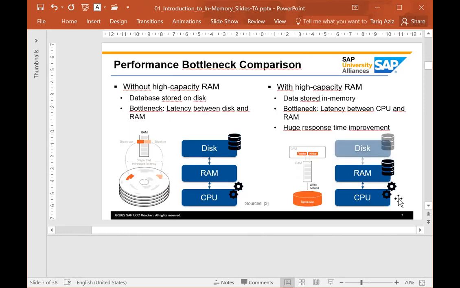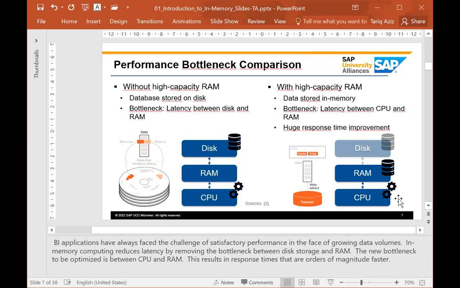Okay, now if you see here, we have the performance bottlenecks. Before, if you see on the left side of the hub, we have the hard disk, and then we have the RAM. So we were reading from the hard disk and moving the data to the RAM, and from the RAM it goes to the processor, the CPUs. This was the main process: data moved from hard disk to RAM, and RAM to the CPU for further processing.